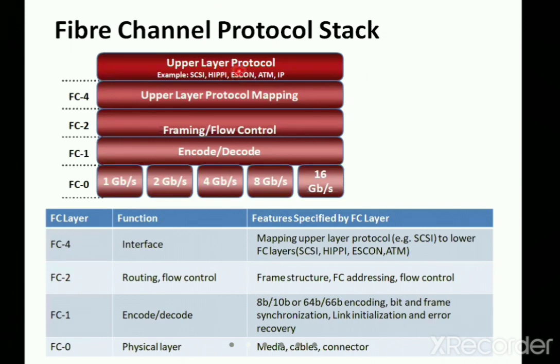From these, the data moves to the FC4 protocol, the upper layer protocol mapping. Whatever data is transferred using these protocols gets mapped here. From FC4, it is transferred to the FC2 layer, where it performs framing and flow control. If you remember, for framing, the data has to be divided into frames, and we also have to make sure that all the packets, or all the frames, are received.